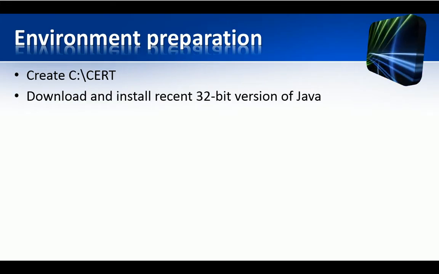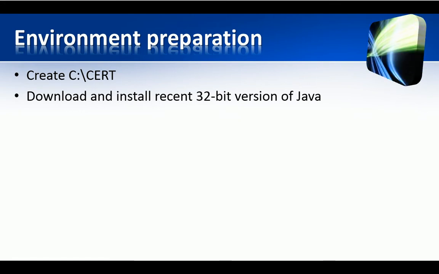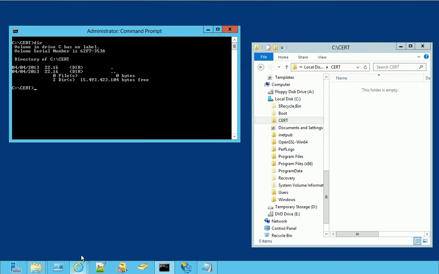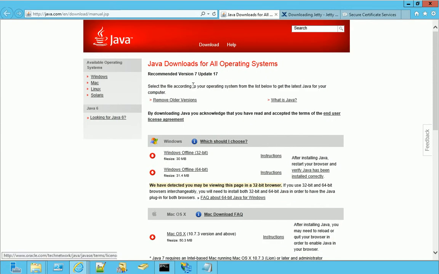In order to use Java tools, you need to install a recent 32-bit version of Java from the Java download page, even if you have a 64-bit machine. In my case, I installed version 7 update 17, which is the latest version available right now.